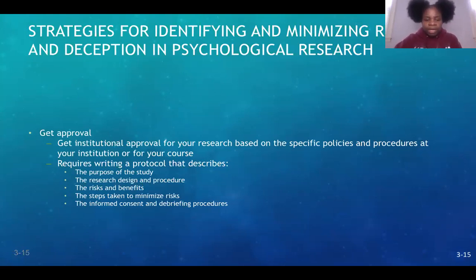So the takeaway points specifically from this section: it's your responsibility as a researcher to know and to accept the ethical responsibilities. There are several concrete steps that you can take to minimize risk and deception in your research. These can include making changes to your research design, pre-screening to identify and eliminate high-risk participants, and providing participants with as much information as possible during the informed consent and debriefing periods.